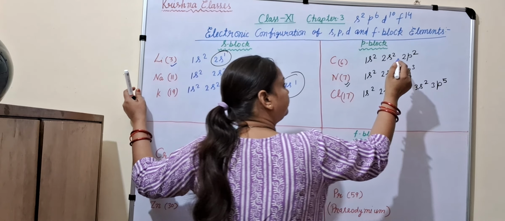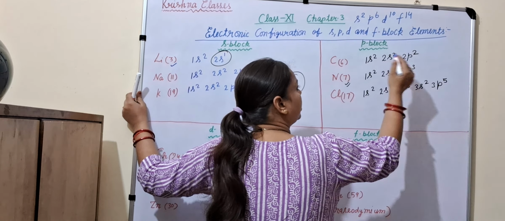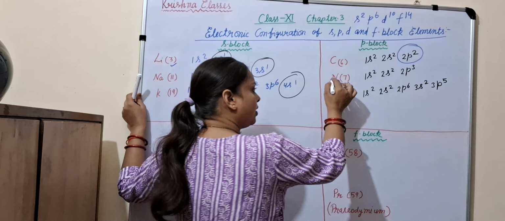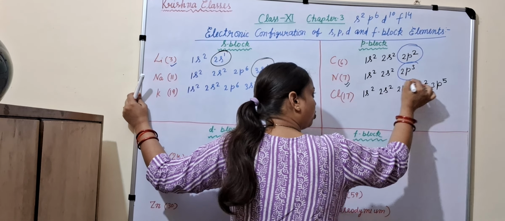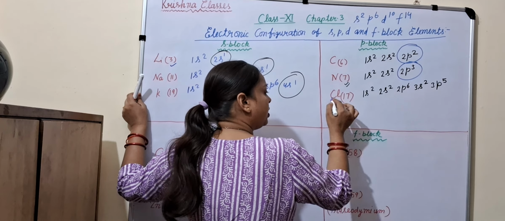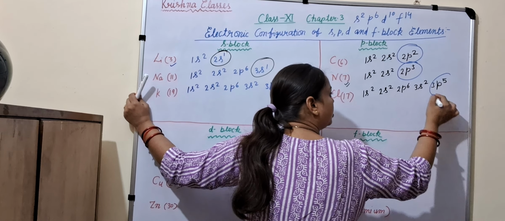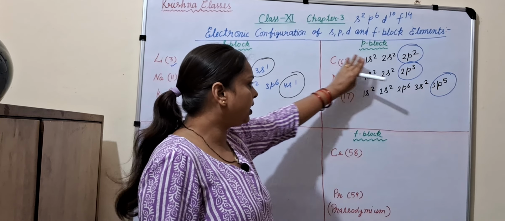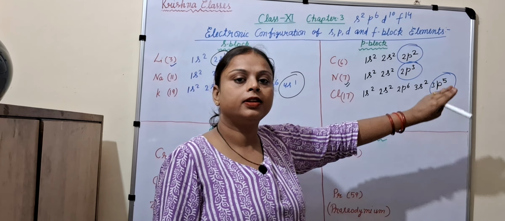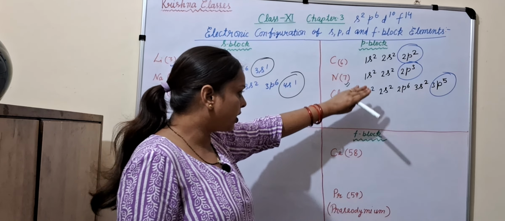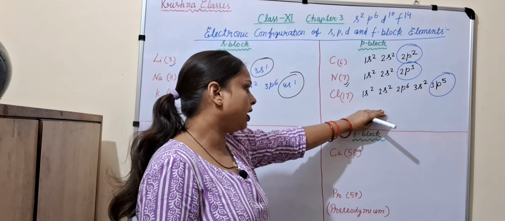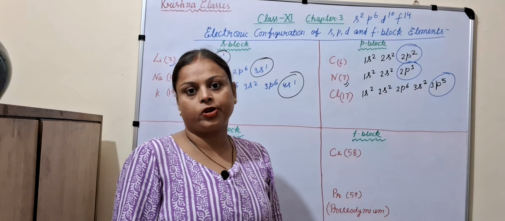Let's see here. In carbon the last electron goes in the P subshell. In nitrogen the last electron also goes in the P subshell. In chlorine the last electron also goes in the P subshell. That's why they are called P block elements, due to their electronic configuration. Okay, so these are P block elements and their electronic configuration.